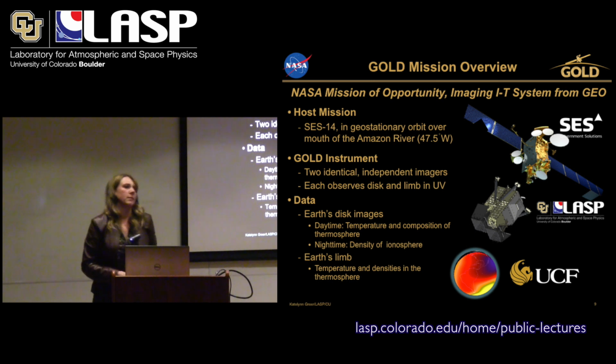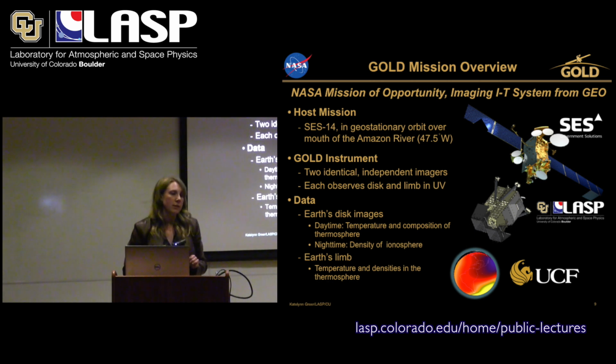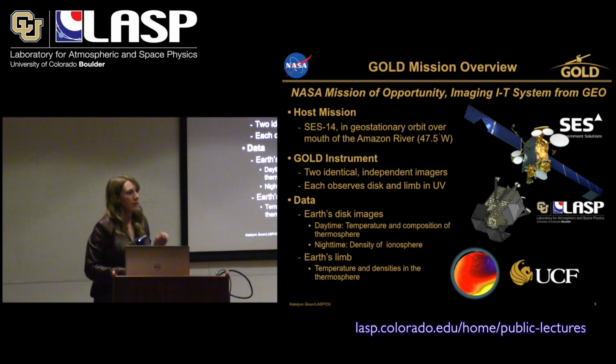So at this point, you're probably saying, all right, she's talking about GOLD. What is GOLD? GOLD is the Global Scale Observations of Limb and Disk mission. It's a NASA mission of opportunity, which means it's hosted on a commercial spacecraft. In this case, it's SES-14, which is a communications satellite, which is located in geostationary orbit over the mouth of the Amazon River, which is approximately 47.5 degrees west longitude.